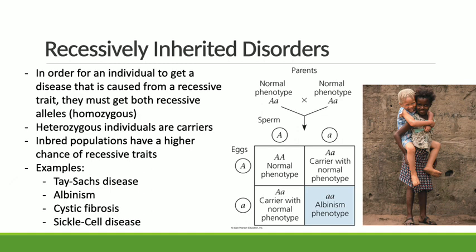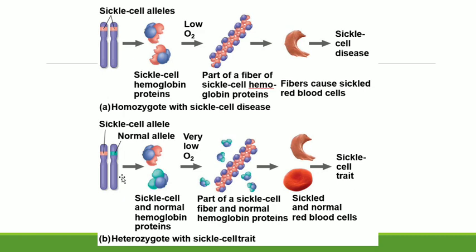We are all carriers for stuff, but the less related you are to someone, the less likely you're a carrier, you're heterozygote for the same types of alleles. So it is less likely that you'll produce some kind of problematic or health-difficult phenotype. Here's an example of how sickle cell alleles are working.